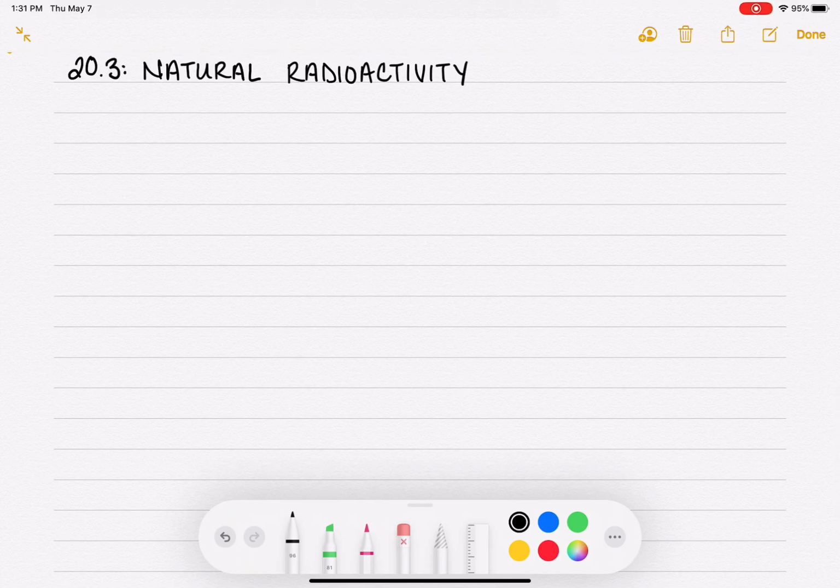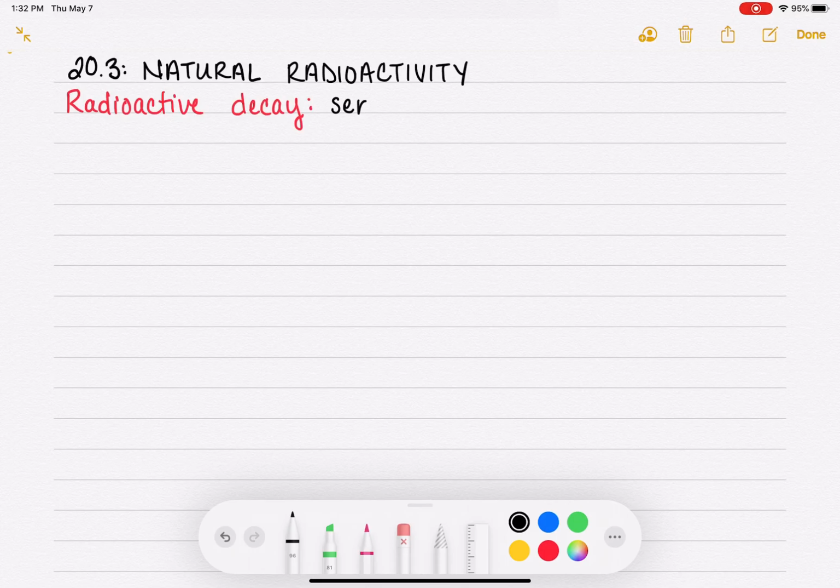Our next topic is radioactive decay, or natural radioactivity, radioactivity that's occurring spontaneously in nature. Radioactive decay is a process by which an unstable atom or nucleus undergoes a whole bunch of nuclear reactions that ultimately produces a stable atom.